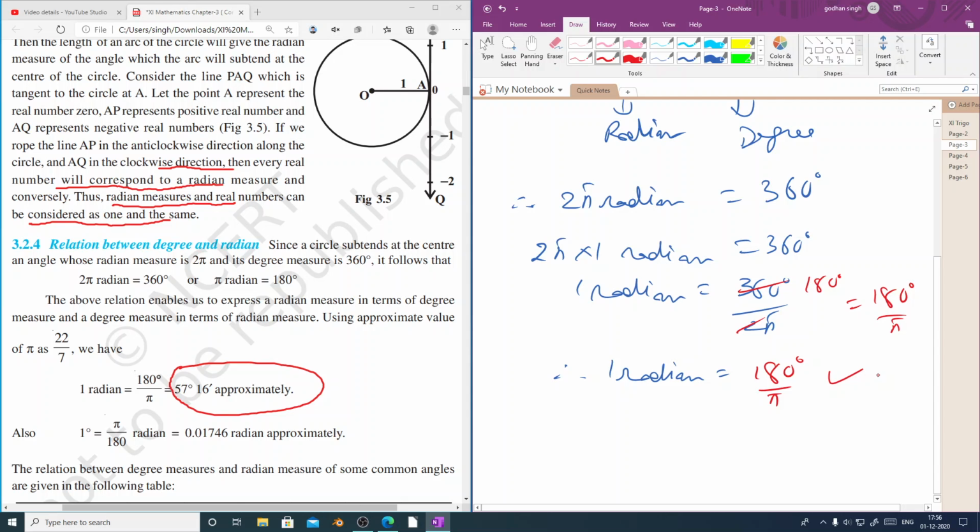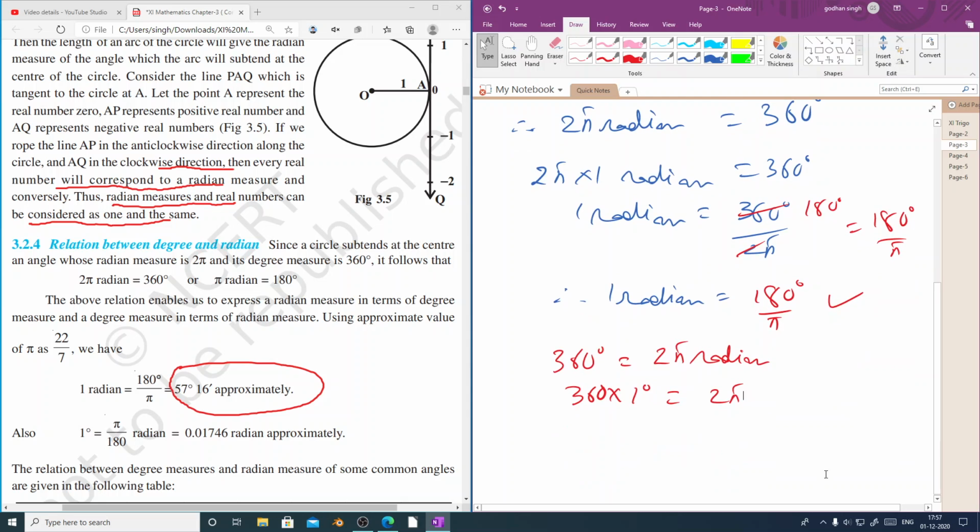And then if on calculation we get a value which is less than 1 degree, we will convert it in terms of minutes and seconds. Also we can do the reverse of this. Suppose 360 degrees, from this we can get the value of 1 degree in terms of pi. So 360 degrees is nothing but 2 pi radians, and we can rewrite this as 360 into 1 degree equal to 2 pi radians.